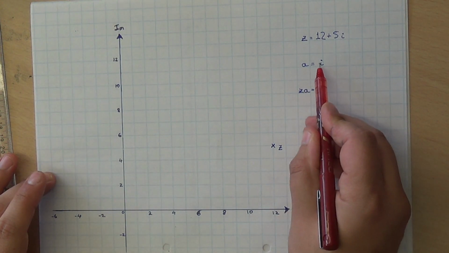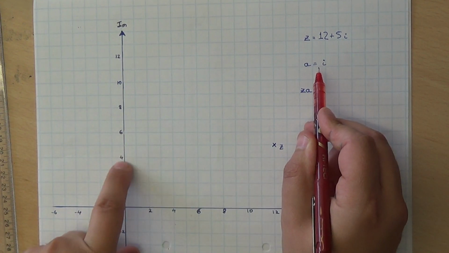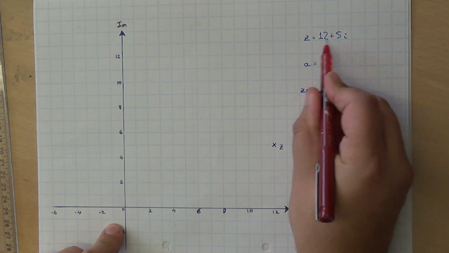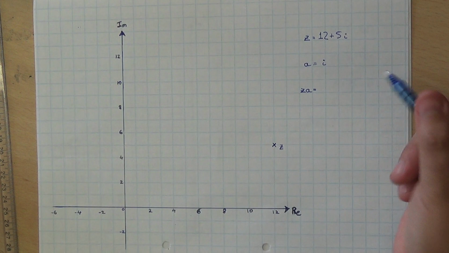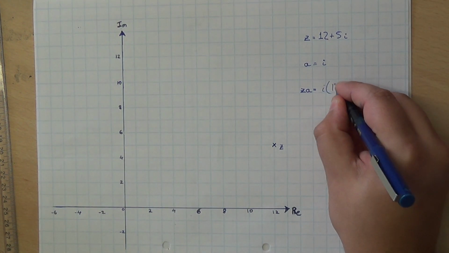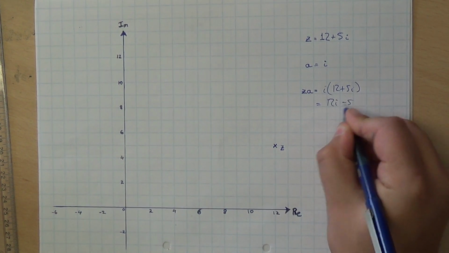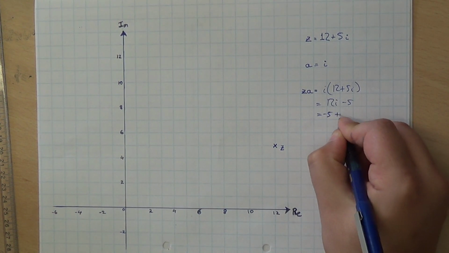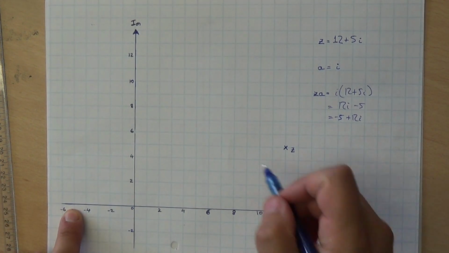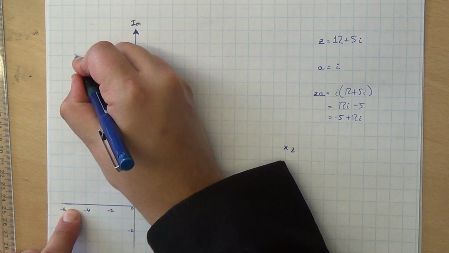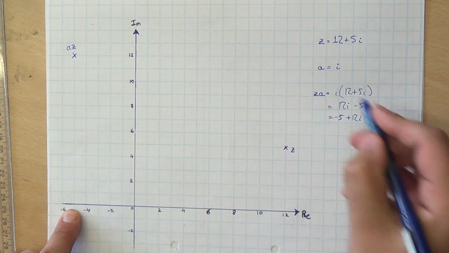So if we start by picking i as the thing to multiply by, that clearly has a size of 1, it's just 1 in a lateral direction. We're going to multiply i by z, where z is 12 plus 5i. So if we do i lots of 12 plus 5i, we get 12i take 5, which rearranges to negative 5 plus 12i. That is iz.